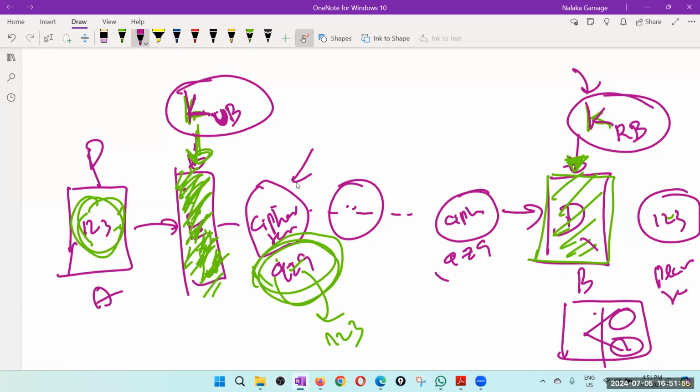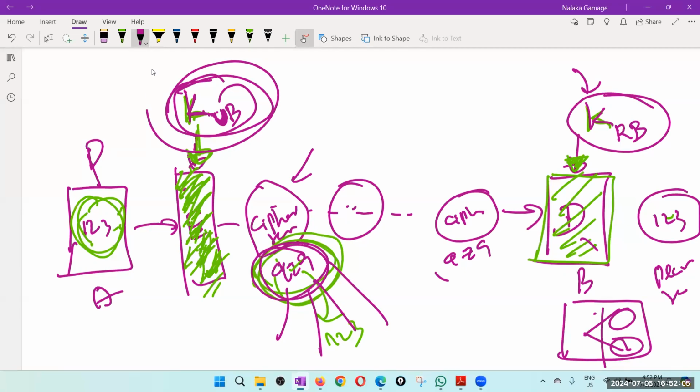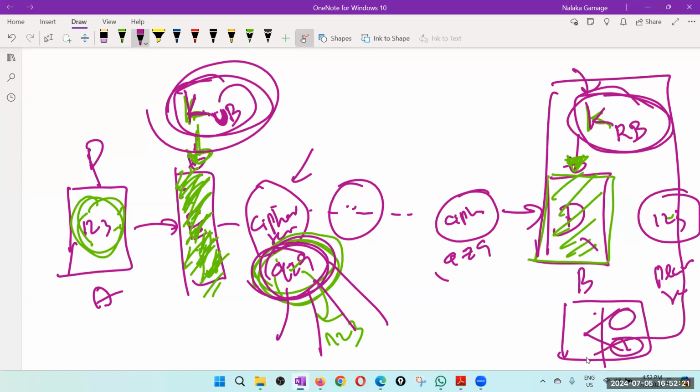Therefore, when someone encrypts using this key and gets a ciphertext, no one can decrypt it. Even the sender itself can't decrypt it, because the private key is only with the receiver. So though you share this public key with anyone, no one can decrypt the encrypted data. Only you can decrypt. That is the beauty of public key, or asymmetric key, cryptography.